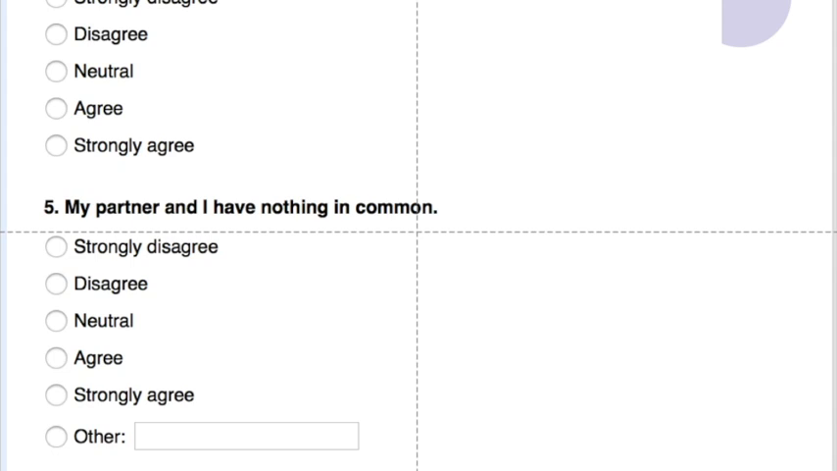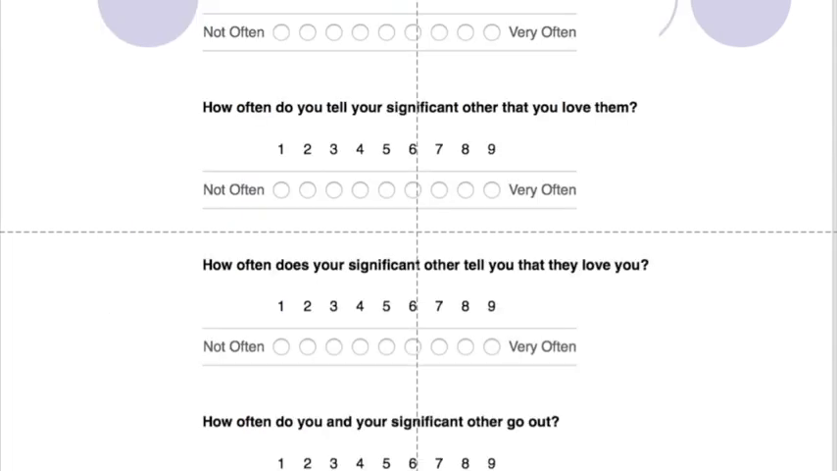I do like that these two questions are in opposite directions, right? My partner and I have a lot in common. My partner and I have nothing in common. Hopefully your participants' answers should line up in opposite directions, right? They should say strongly agree, maybe, we have a lot in common. And then they might mark strongly disagree, my partner and I have nothing in common, hopefully. If not, if there's a big difference in these, that tells you that maybe your participants are not actually taking your survey seriously and are not answering your questions.